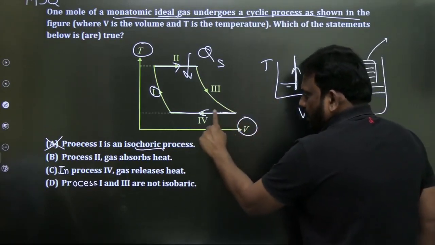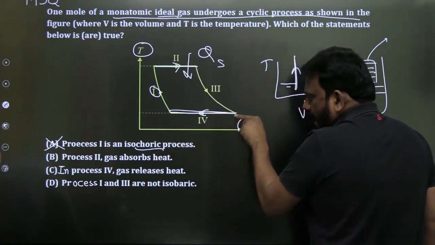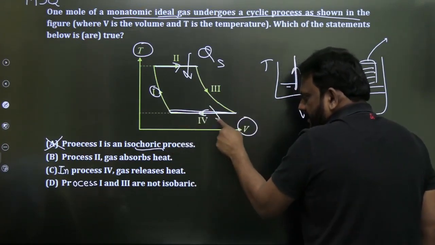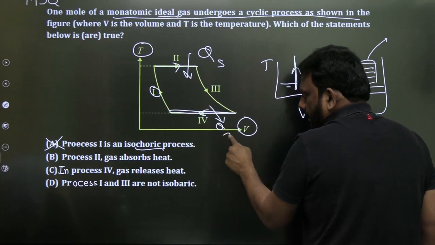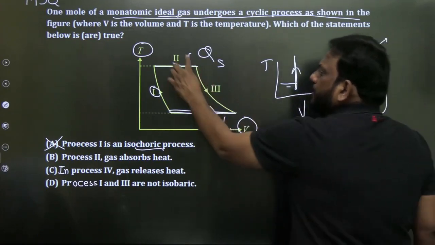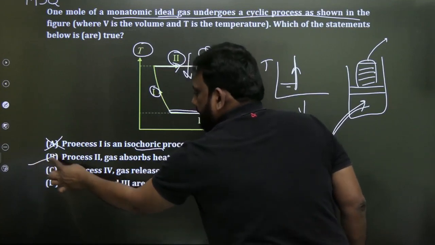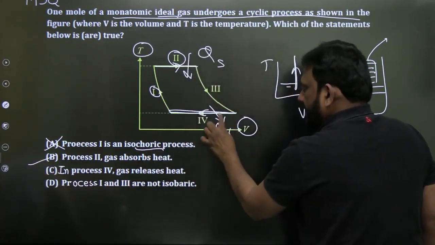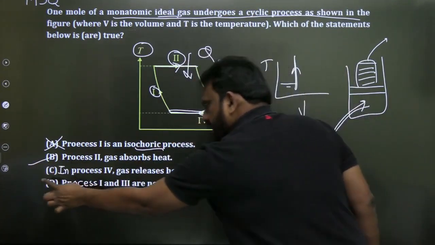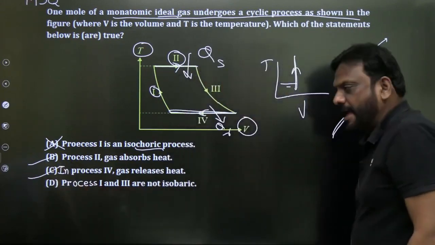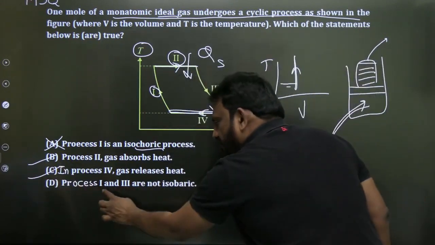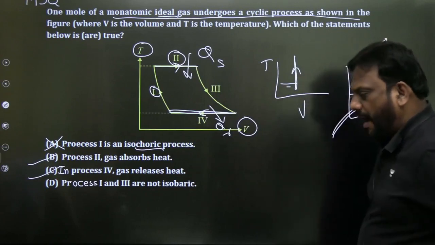So this is isothermal, and what is happening? As it is compression, heat is rejected. It is QR, heat is rejected. So in 2, heat is supplied. In process 2, gas absorbs heat. It is correct. In process 4, heat releases. Yes, it is releasing heat. Absolutely correct. And process 1 and 3 are not isobaric.